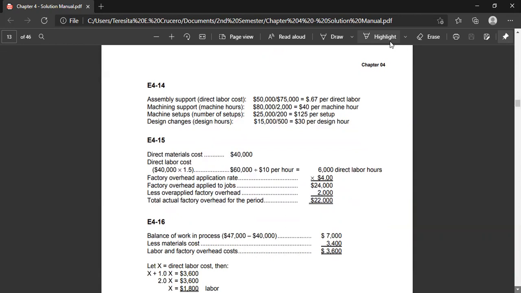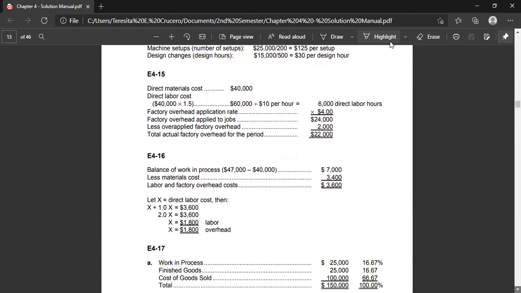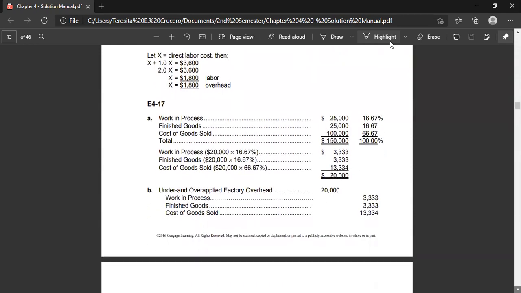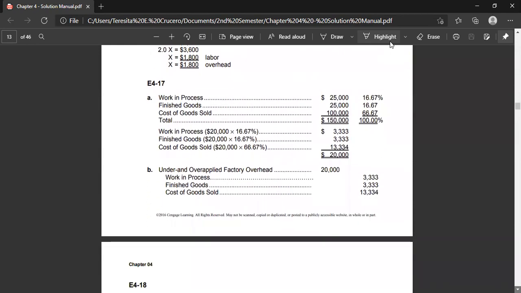Then we go to E4-17. E4-17 has two requirements. Letter A, determine the prorated amount of the over applied factory overhead that's chargeable to each of the accounts. Letter B, prepare the journal entry to close the credit balance in under and over applied factory overhead. Now, it's only one account, under and over applied.